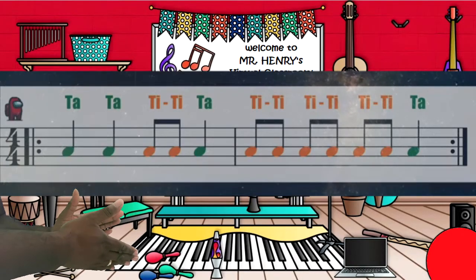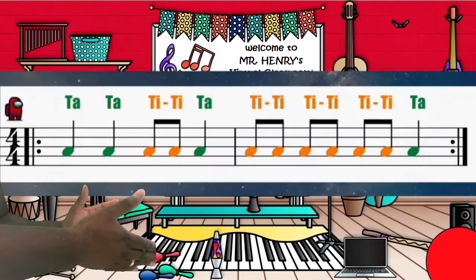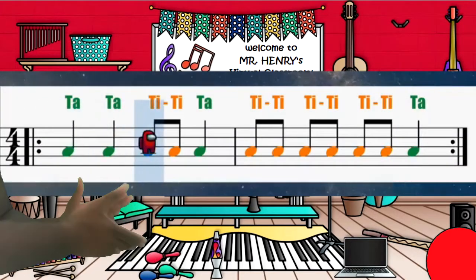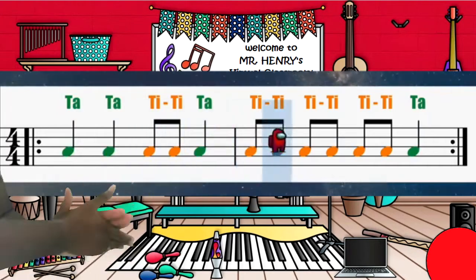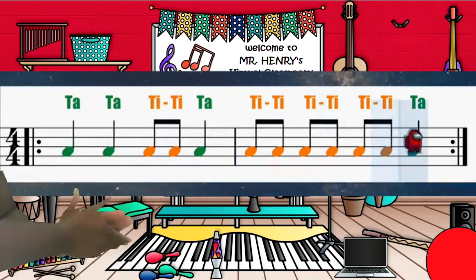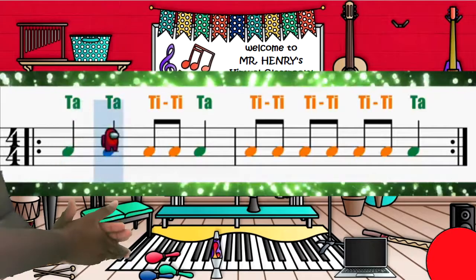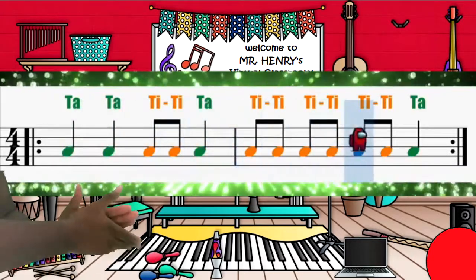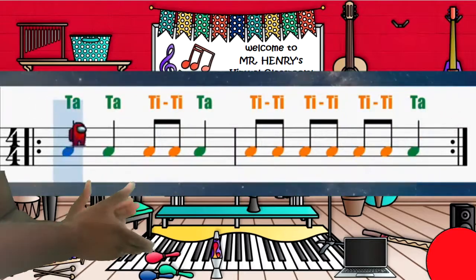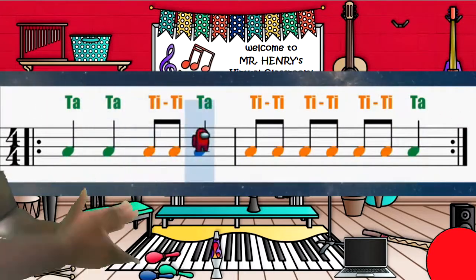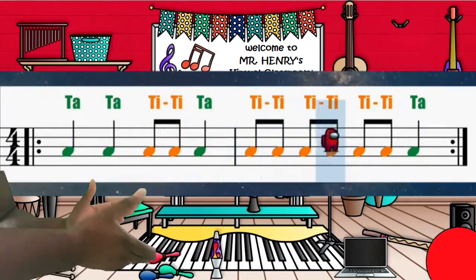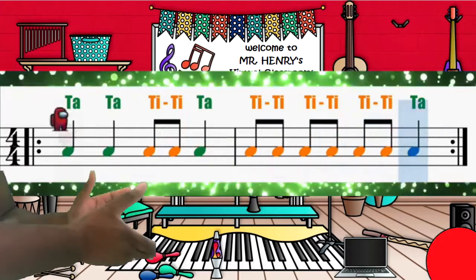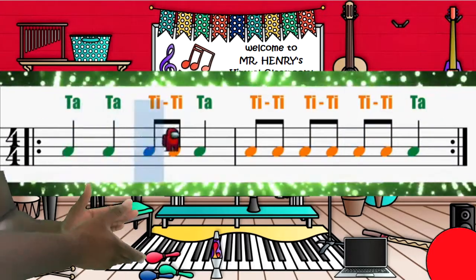Are you ready? 1, 2, ready, go. Ta, ta, ti, ti, ta, ti, ti, ti, ti, ti, ta, ta, ta, ti, ti, ta, ti, ti, ti, ti, ti, ti, ta, ta, ta, ti, ti, ta, ti, ti, ti, ti, ti, ta, ta, ta, ti, ti, ta.